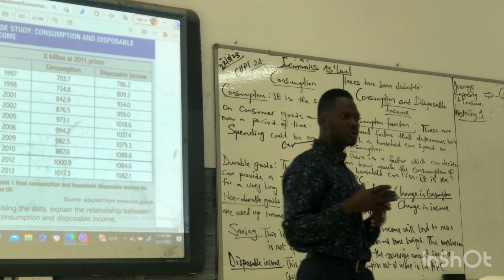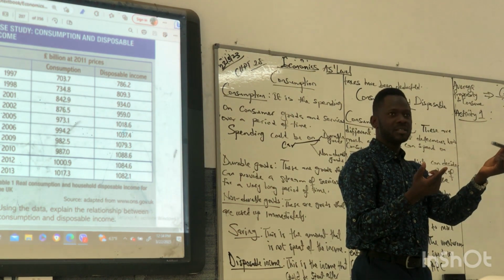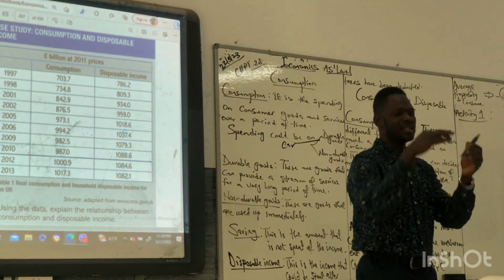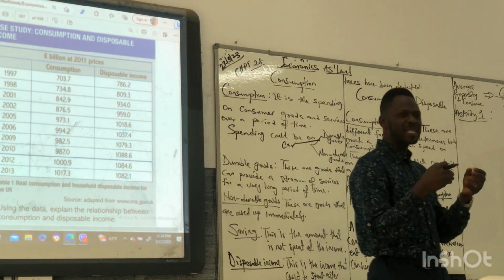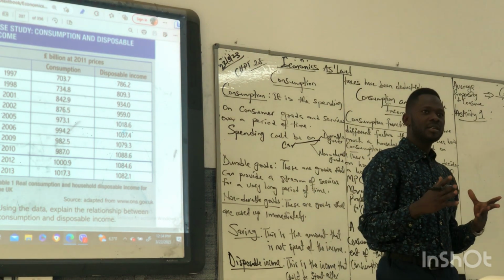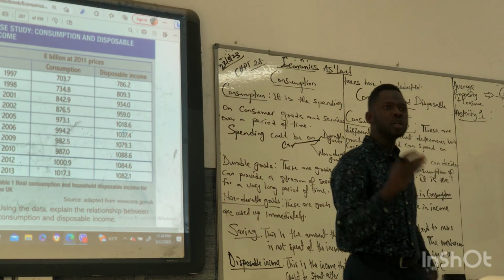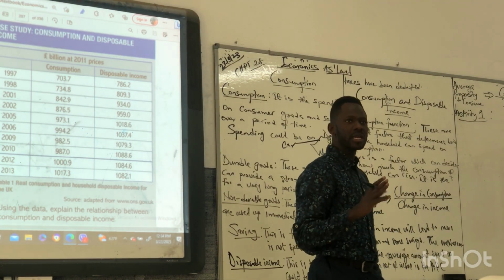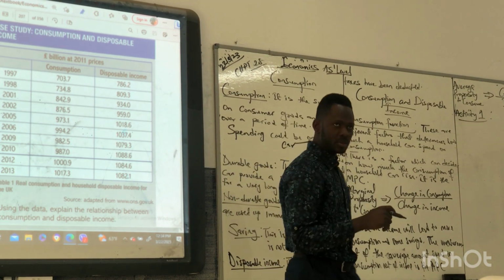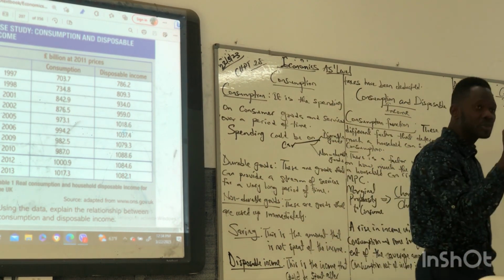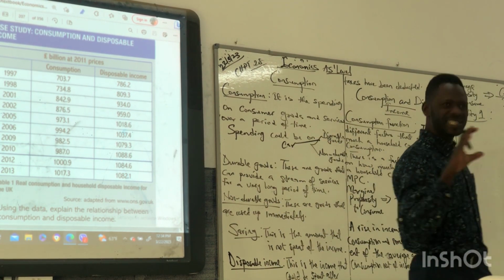For non-durable goods like this marker, you have to consume it, and immediately you are consuming it. Like the juice. Whatever you buy that you have to consume immediately, you use it immediately. That is a non-durable good. Is it clear? So spending is on durable and non-durable goods. Consumption is on durable goods and non-durable goods. I think that is clear.